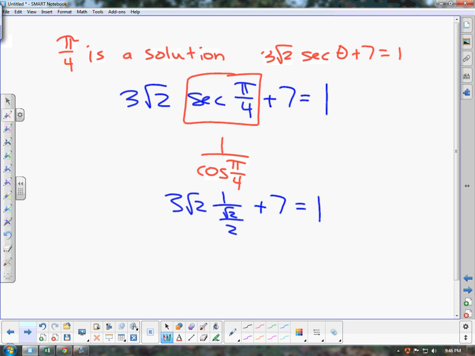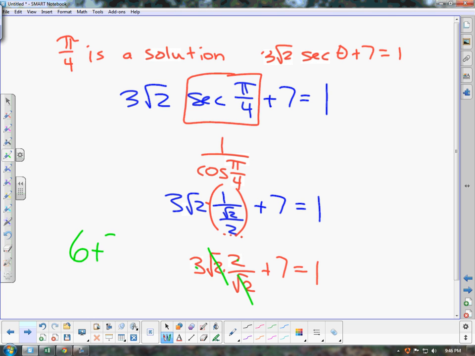And now the reciprocal of that would be 2 over the square root of 2. And so now if you're going to multiply those things together, those would go away. And 3 times 2 is 6. And 6 plus 7 is 13, which is not 1. And so therefore, that would be a false statement.